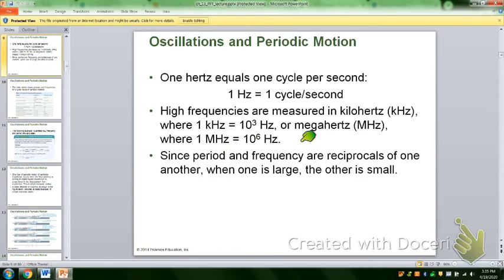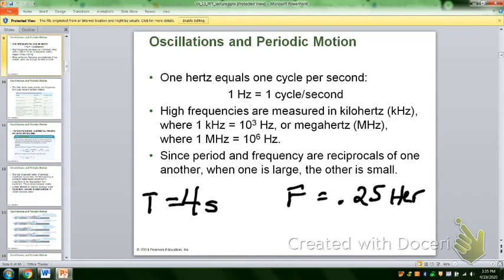Since period and frequency are reciprocals of one another, when one gets large, the other one gets small, which makes sense. Just like we talked about the yo-yo having a period of maybe 4 seconds, that meant its frequency was 1/4 of a hertz. So as this one is big, this one's small. They are reciprocals of each other. If this one's big, this one will be small, and vice versa.